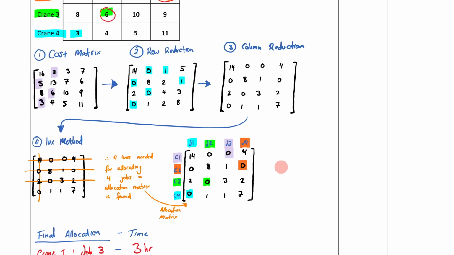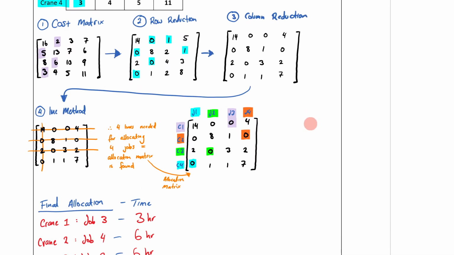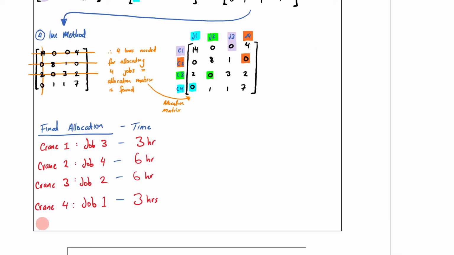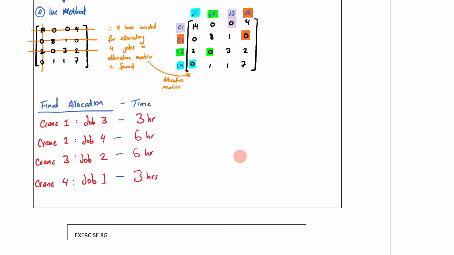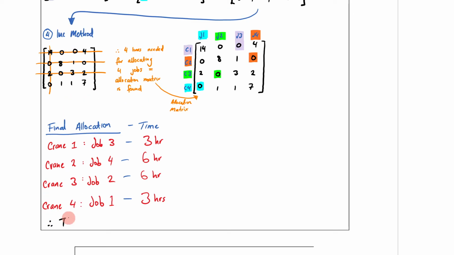And now what we're trying to figure out is the minimal amount of hours, so the total time taken for the cranes' jobs to be completed. So we can say, therefore, in a different color, in black, time taken is 3 plus 6 is 9. 9 plus 6 is 15. 15 plus 3 is 18. That's my final answer. Time taken is 18, like that.